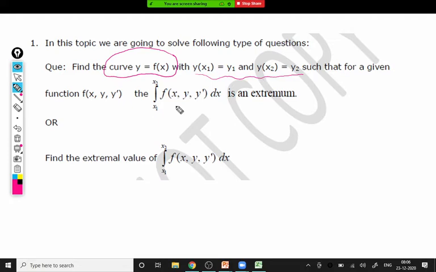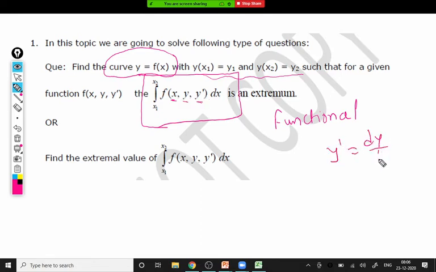Now this integral is known as a functional. Why is it a functional? Because it is the integration of some function, and that function is not a function of x only. This f is a function of x, y, and y dash. What is that y dash? Y dash is obviously dy by dx. This is another notation for y dash. So these are just notations. This is the type of problem that may come. It will become more clear when we start the examples.